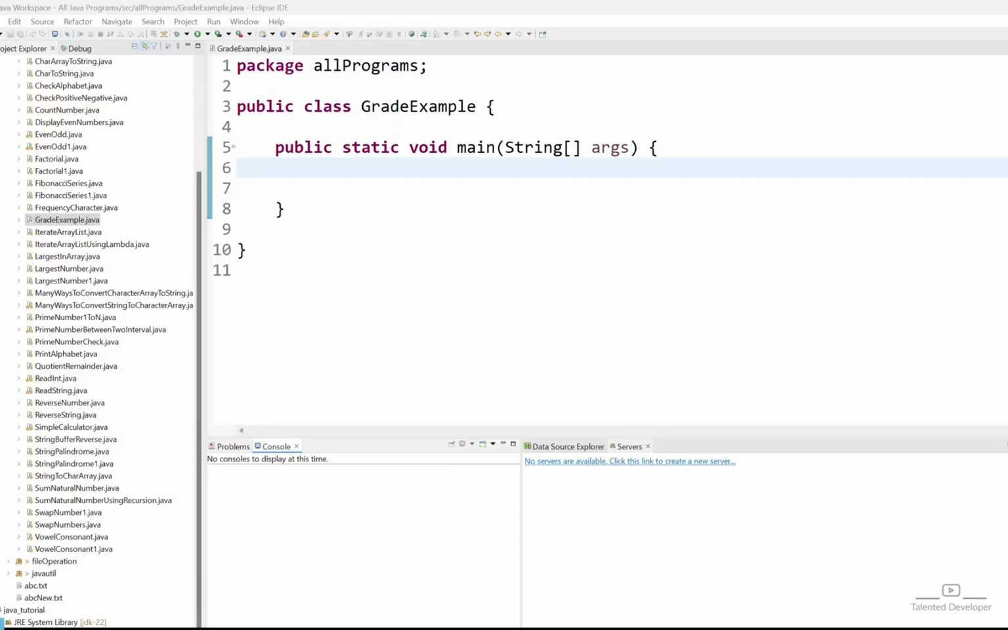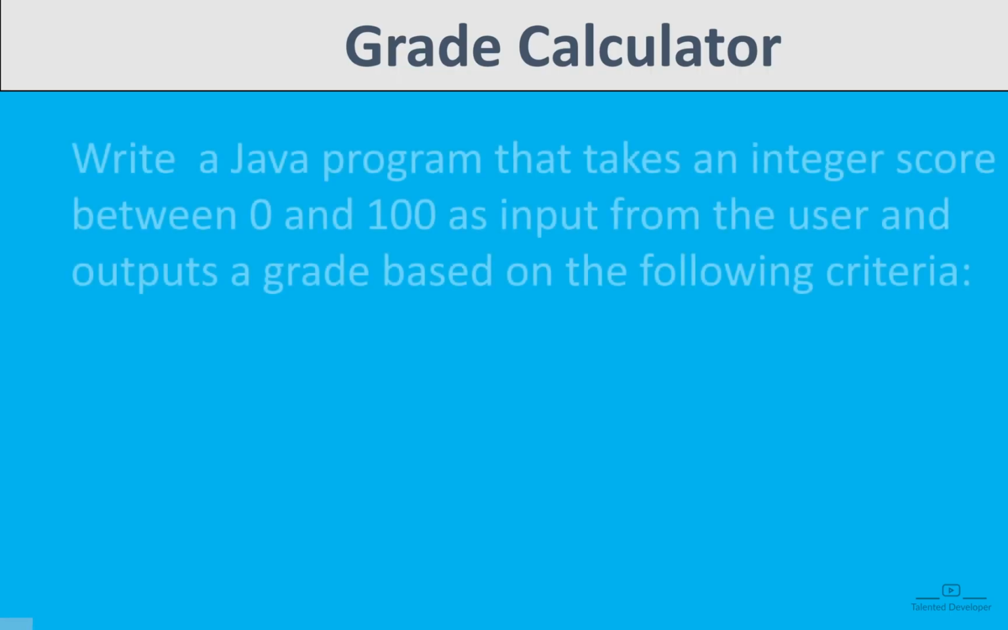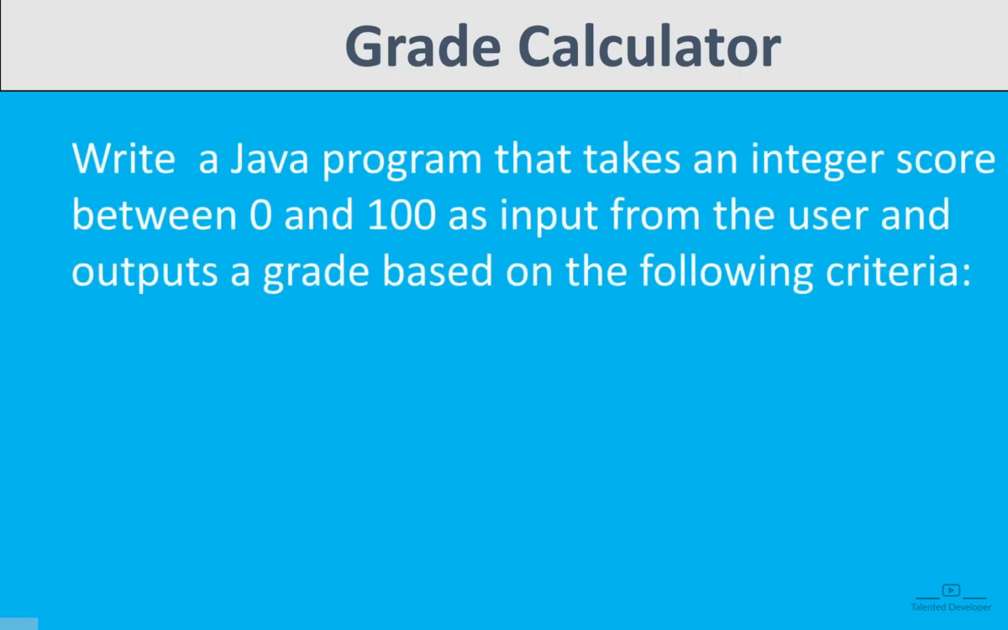Hello everyone, welcome back to our channel, and today we are going to solve the Java problem regarding grade calculator. So here we have to write a Java program that takes an integer score between 0 and 100 as input from the user and outputs a grade based on the following criteria.